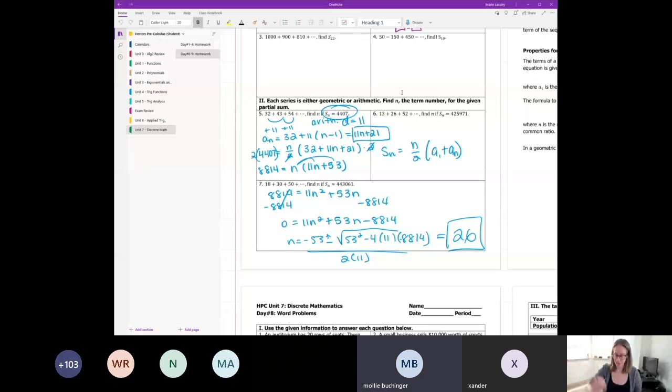Miss Lasley? Yes. So when I was doing it, I didn't get plus or minus 26. I got 26 and then I got a weird decimal. So how do we determine that 26 is the right answer? That weird decimal would have been a negative number, right? Yeah, I think so. I didn't write it down. Yeah, just remember what this is solving for. You're solving for the term number of your sequence. Can you have negative term numbers in your sequence?